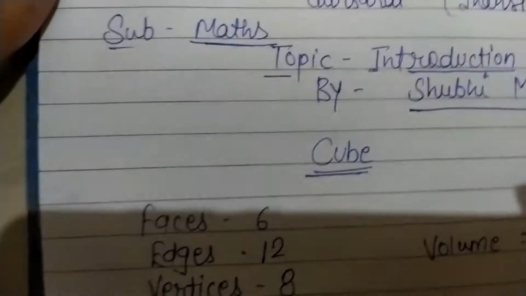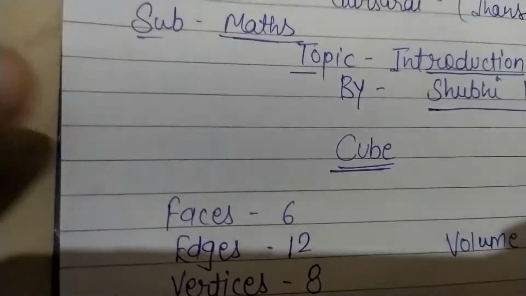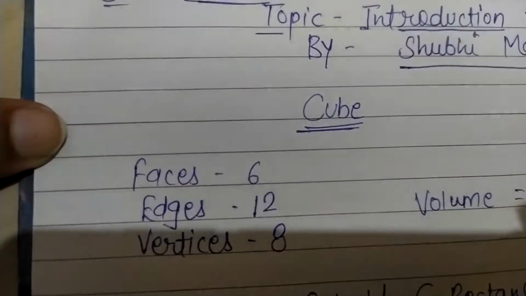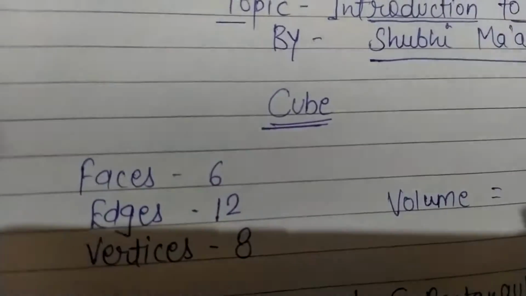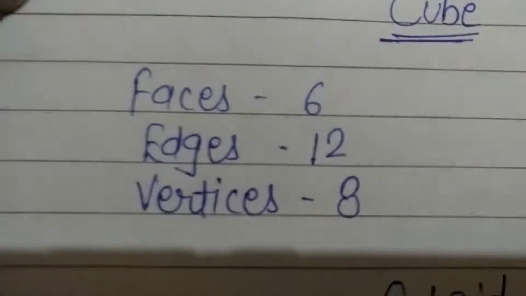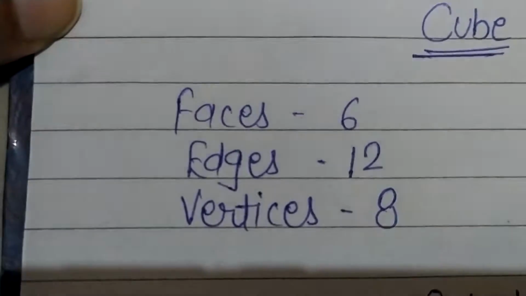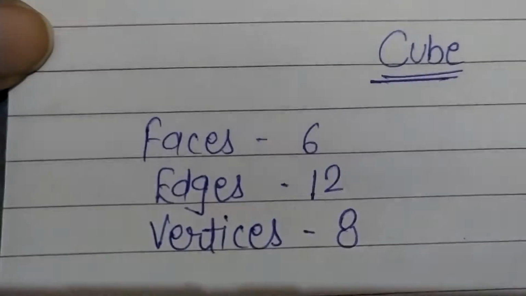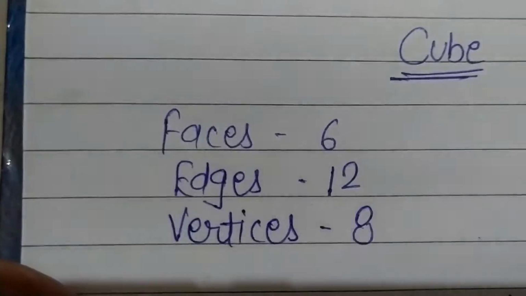First one is cube. There are many examples of cube like dice, sugar cube, ice cube. And look here, there are 6 faces in a cube, 12 edges and 8 vertices. I will tell you why this.